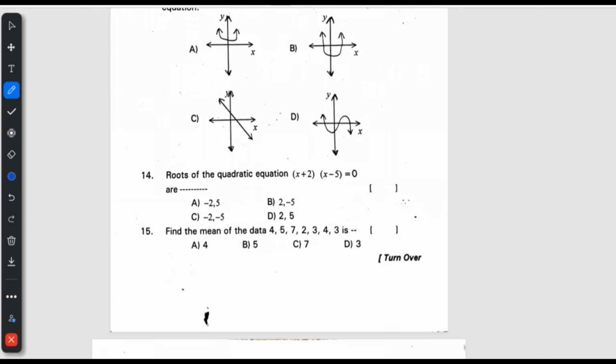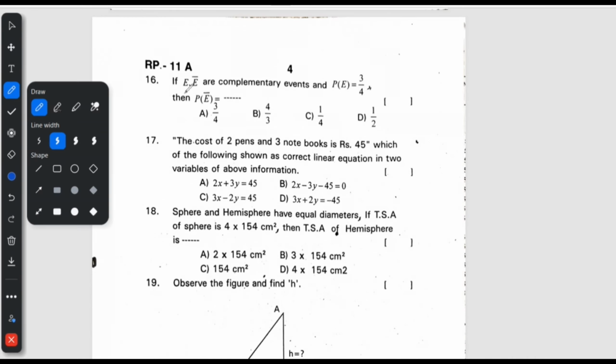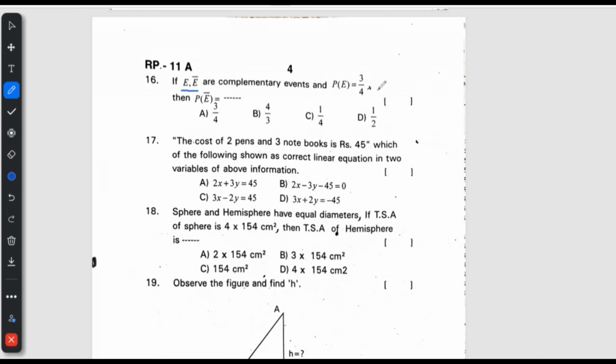Now I can move to the next question then. If E and E complement are two complementary events, and probability of E is 3 by 4, then probability of E complement? Very simple, probability of E complement is nothing but 1 minus probability of E. That is 1 minus 3/4, that will be 4 minus 3 over 4, that is 1/4. So we can choose option C.